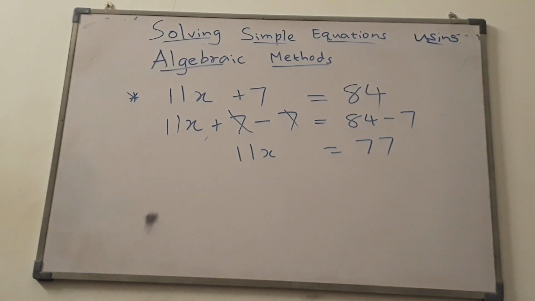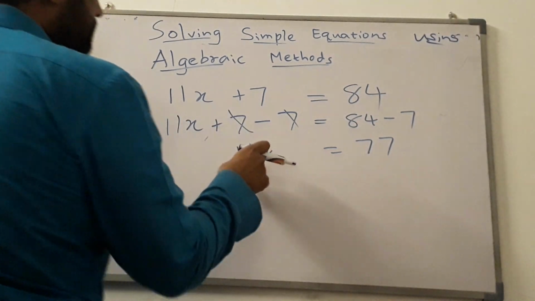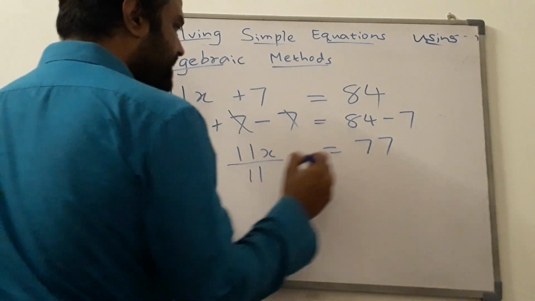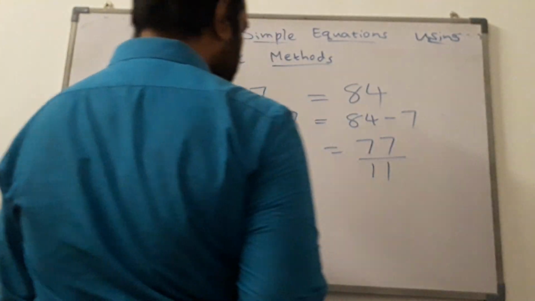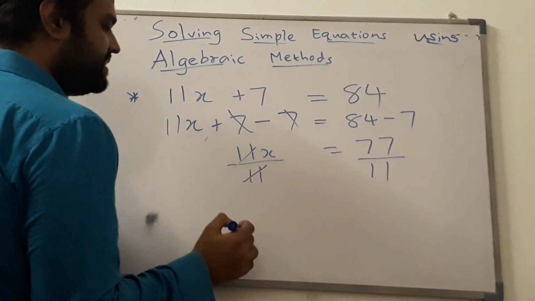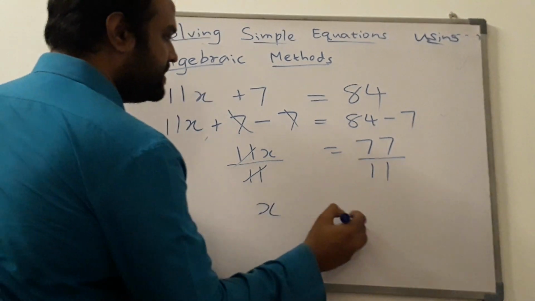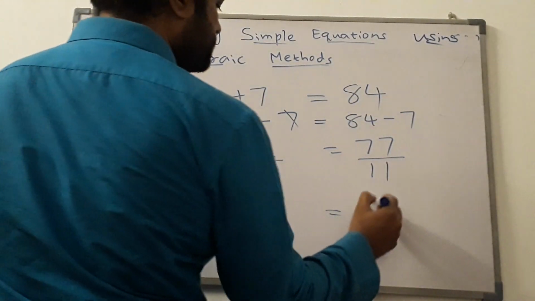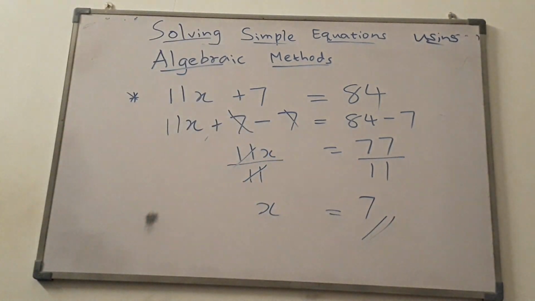Okay, now we have to remove 11. To remove 11 we have to divide this by 11, and 77 also by 11. 11 and 11 cancel. x equals, how many 11s are there in 77? 7. The answer is 7.